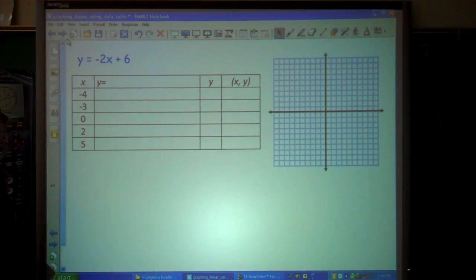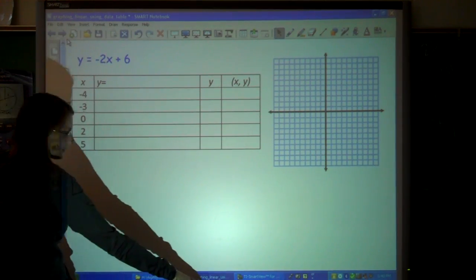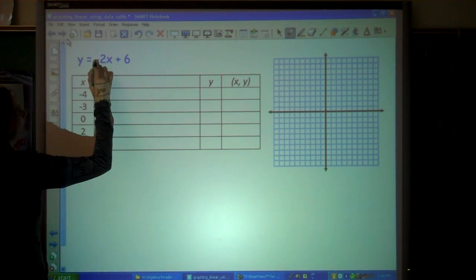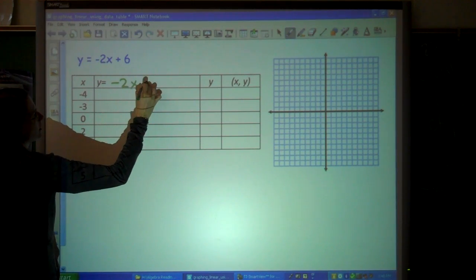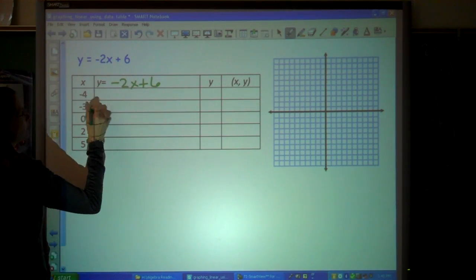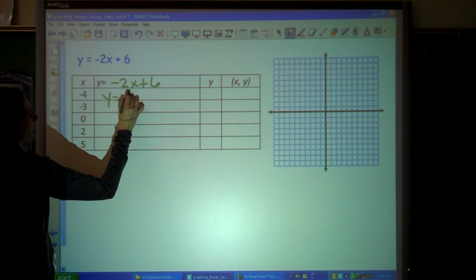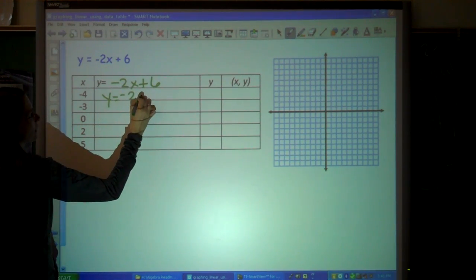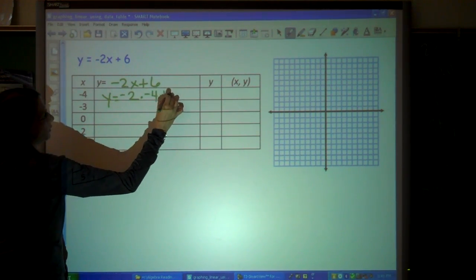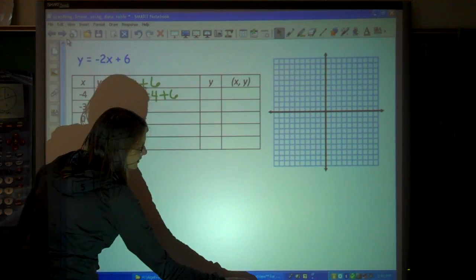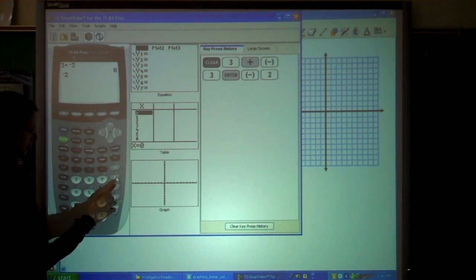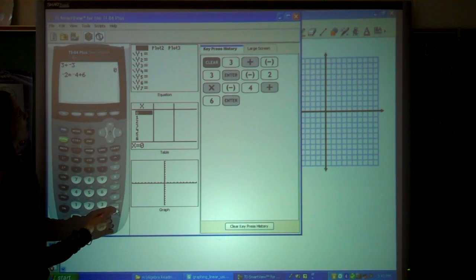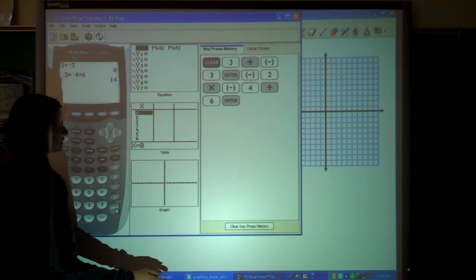So what I want you to do, oh, we got one more, sorry, I forgot about that. All right, so for this one, we have y equals negative 2 times x plus 6. So for my first one, I've got negative 2, remember this means to multiply when they're side by side, times negative 4 plus 6. And I can stick that right in my calculator, negative 2 times negative 4 plus 6. And the calculator will do my order of operations for me. And I get a 14.